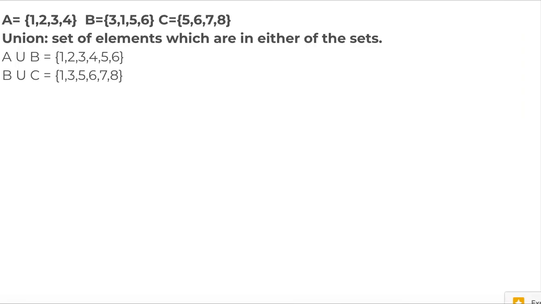Okay. Next is trying to understand different set operations. You're given three sets A, B, and C. A is 1, 2, 3, 4. B is 3, 1, 5, 6. The order never matters, just remember that. C is 5, 6, 7, and 8. The first operation that we'll be looking at is the union.